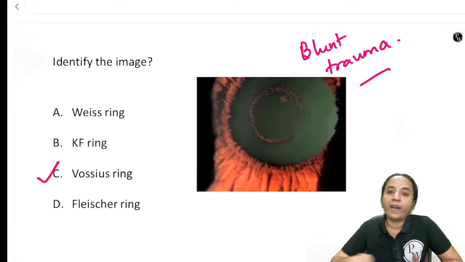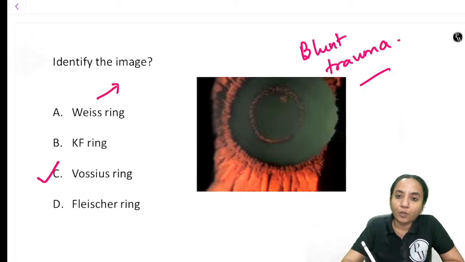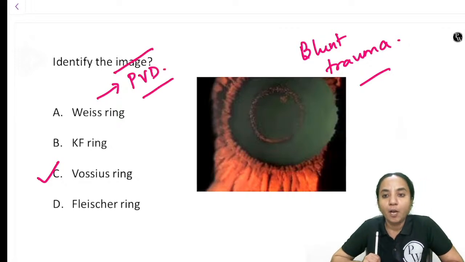Right? Now where do you see Weiss ring? Weiss ring is seen in PVD, that is posterior vitreous detachment. Posterior vitreous detachment, there you get to see Weiss ring.